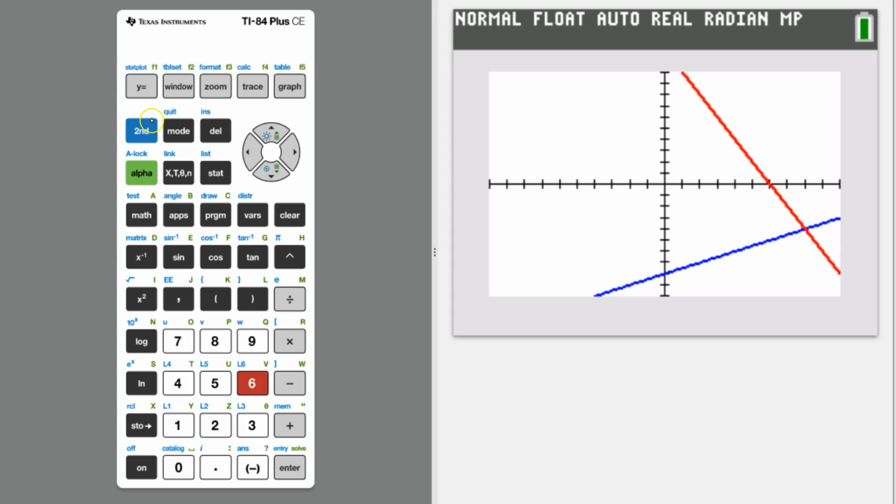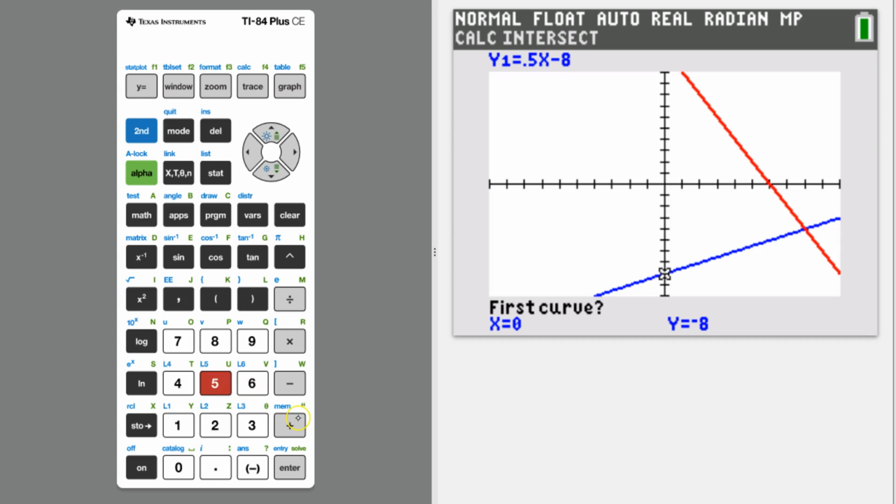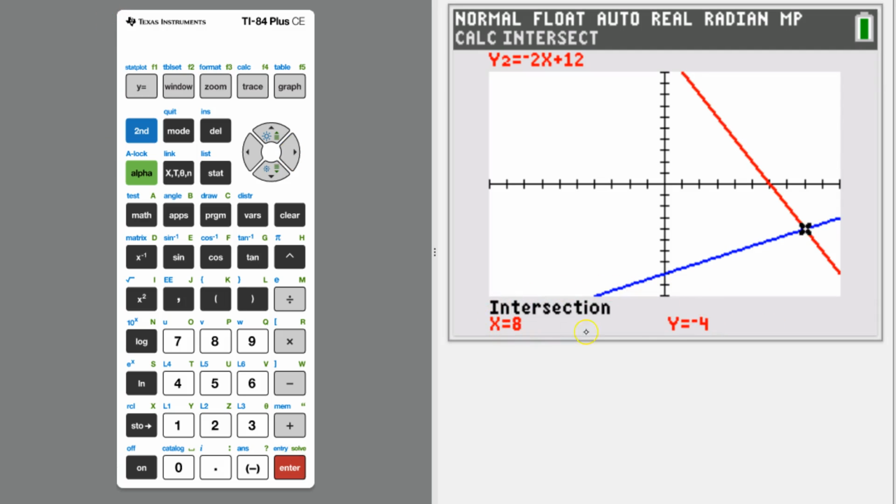And then what we can do is go into the calculate menu, which is second trace, choose number 5, intersect, put the cursor on the first curve, press enter, put the cursor on the second curve, press enter, and then move the cursor closer to the point of intersection and press enter. And there you see at the bottom of the screen (8, -4).